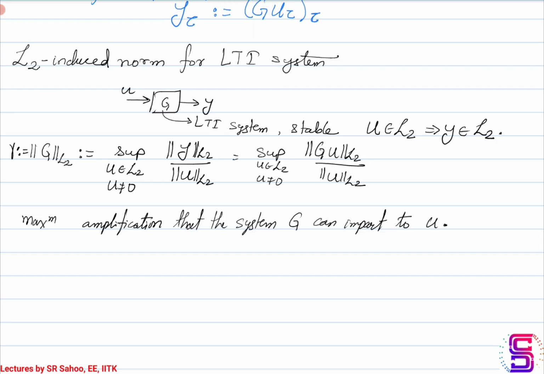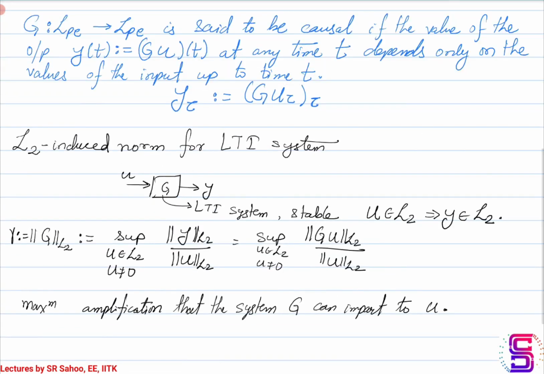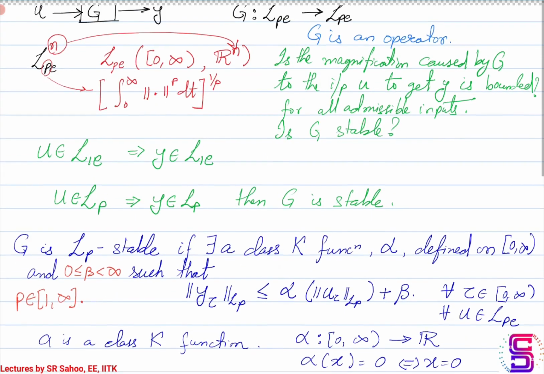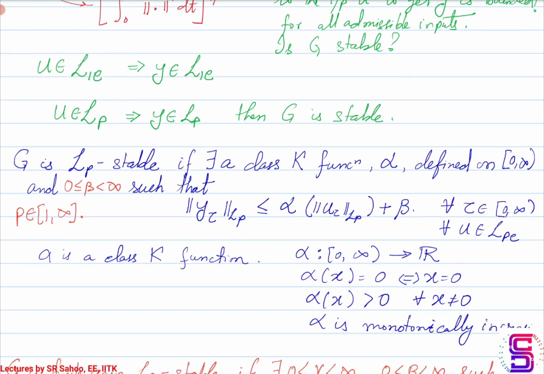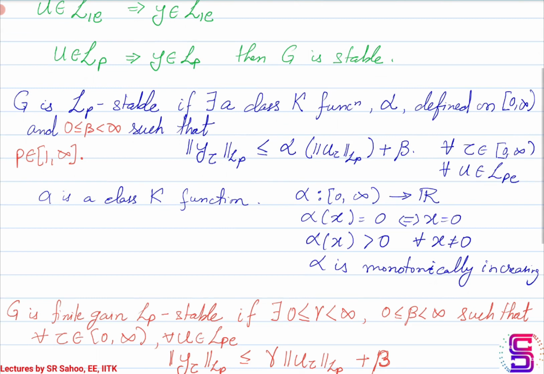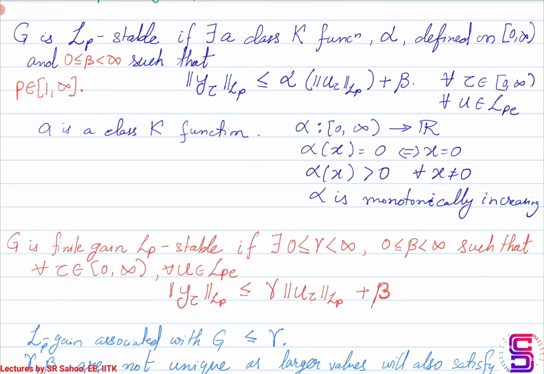So, to just recapitulate, what we had was we started with a system that maps signals from LP extended space to LP extended space, and we are interested in seeing whether the magnification caused by this particular system to the input U is bounded or not. And from there we established two definitions of stability for such systems. One is LP stable, and another is finite gain LP stable, with the difference between the two stability definitions being that one uses a class K function and the finite gain LP stable uses a special class K function, which is just a linear amplification of the input U.